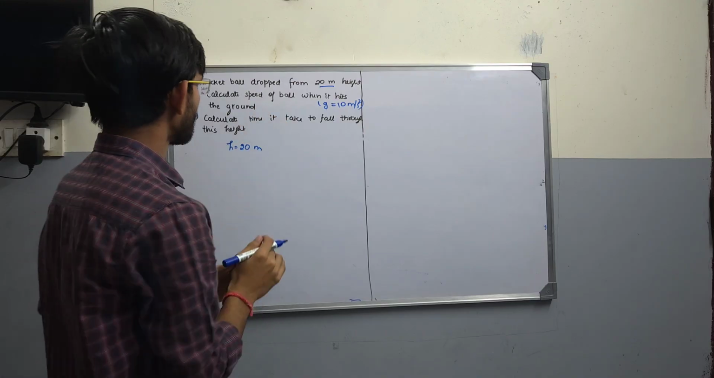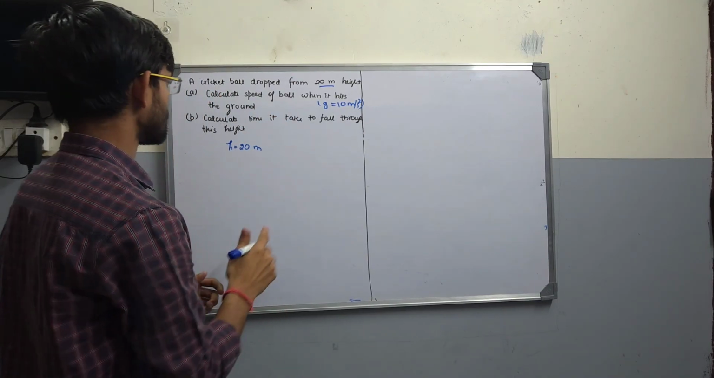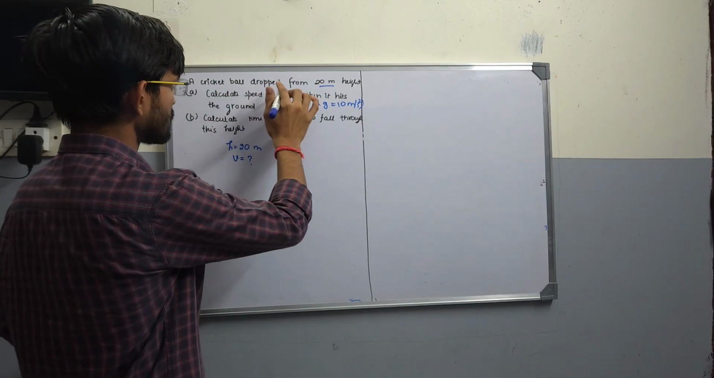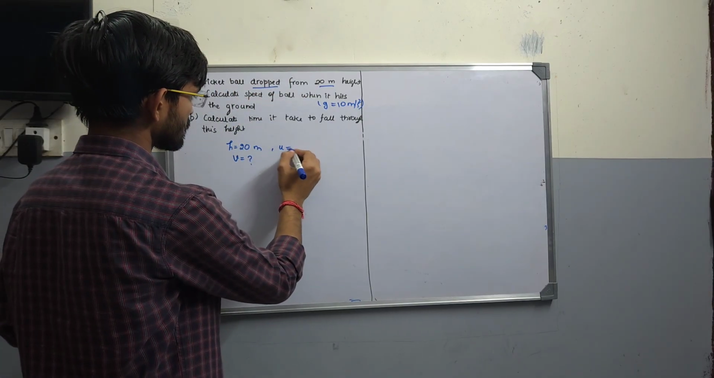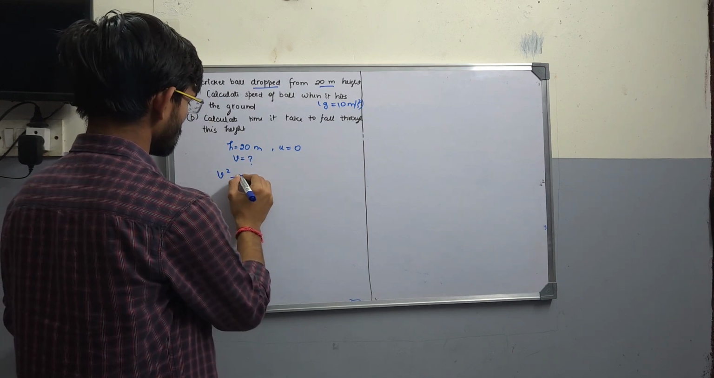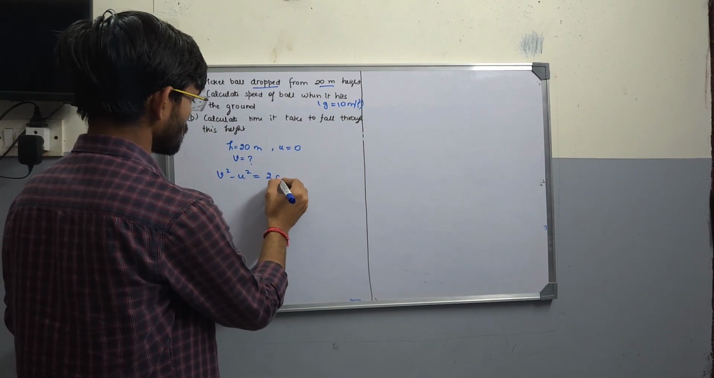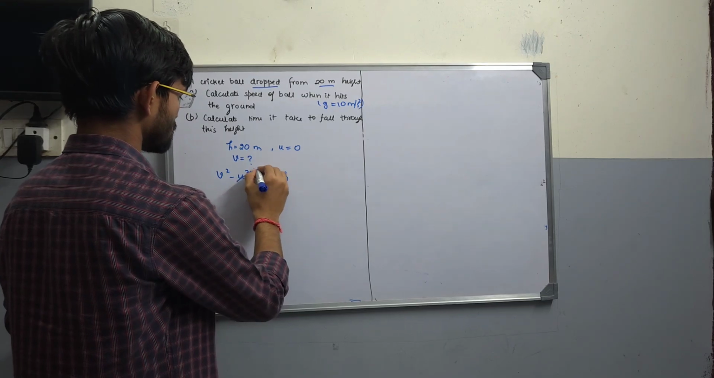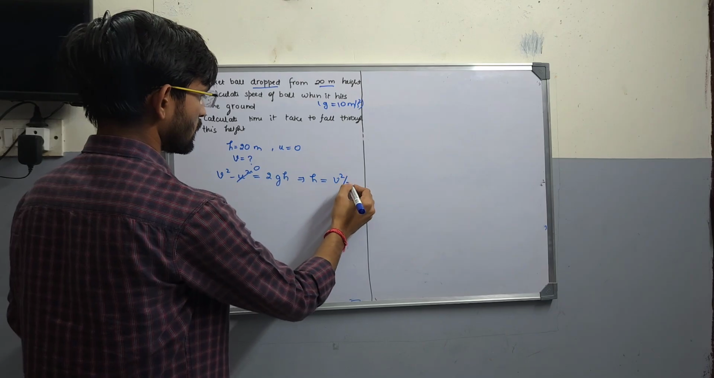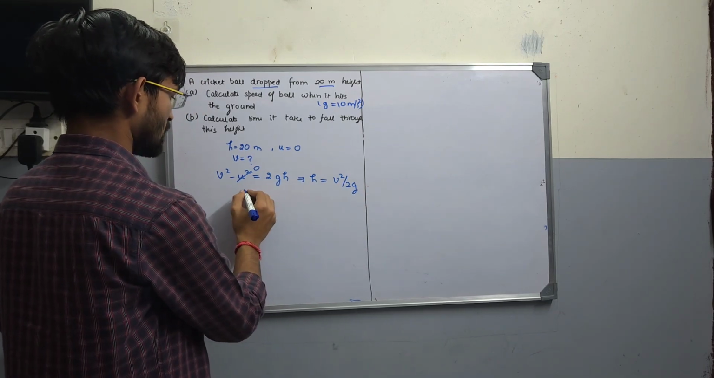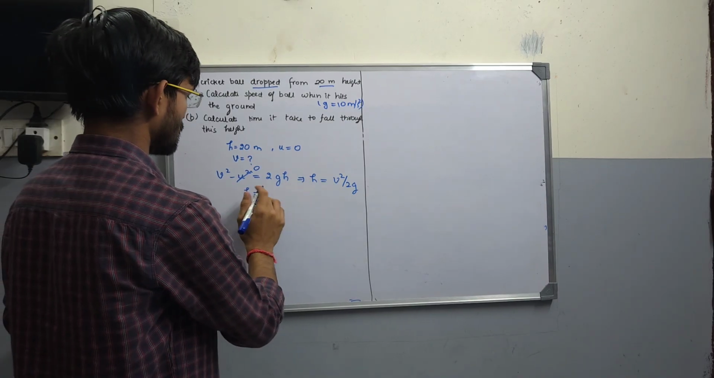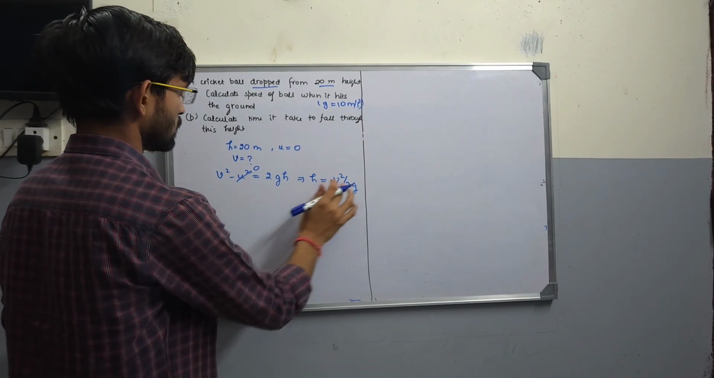You have to calculate the speed of the ball when it hits the ground. You have to find velocity just before it hits the ground, and it is dropped, which means initial velocity is 0. So we can use the third equation of motion, v square minus u square equal to 2gh. This term is 0, so I can write h as v square by 2g. But we have to find v, not height.